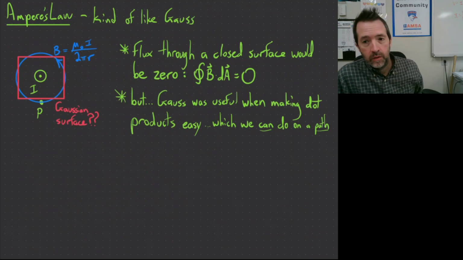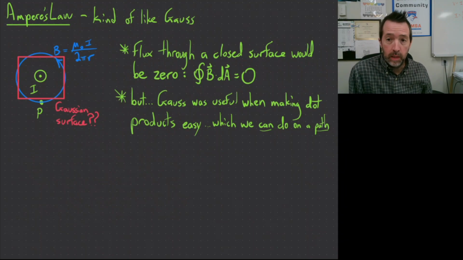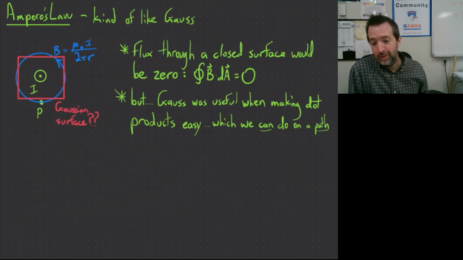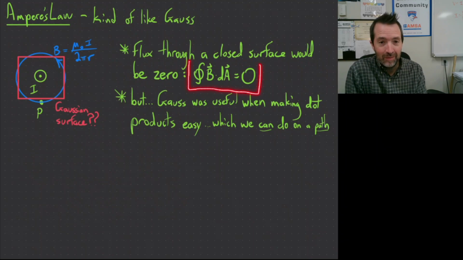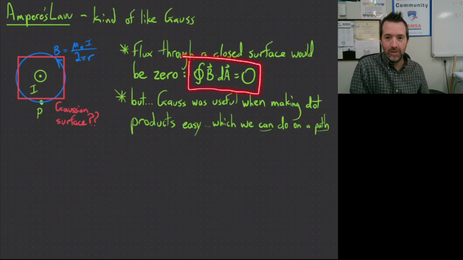Alrighty. So the last topic in magnetism, before we get into electromagnetism, is Ampere's law. As it says on the slide, this is kind of like a magnetic version of Gauss's law. It's not literally a magnetic version of Gauss's law, because if you try to do Gauss's law for magnetism by doing a flux through a closed surface, which is what I got written here.